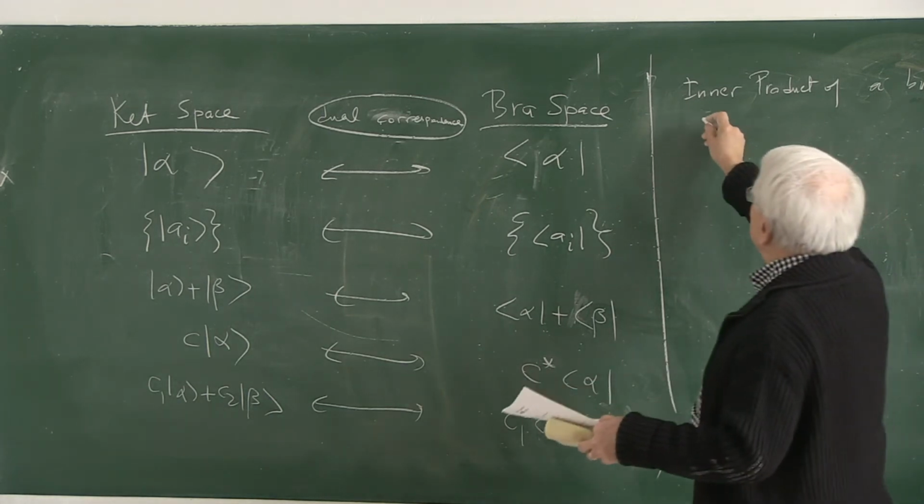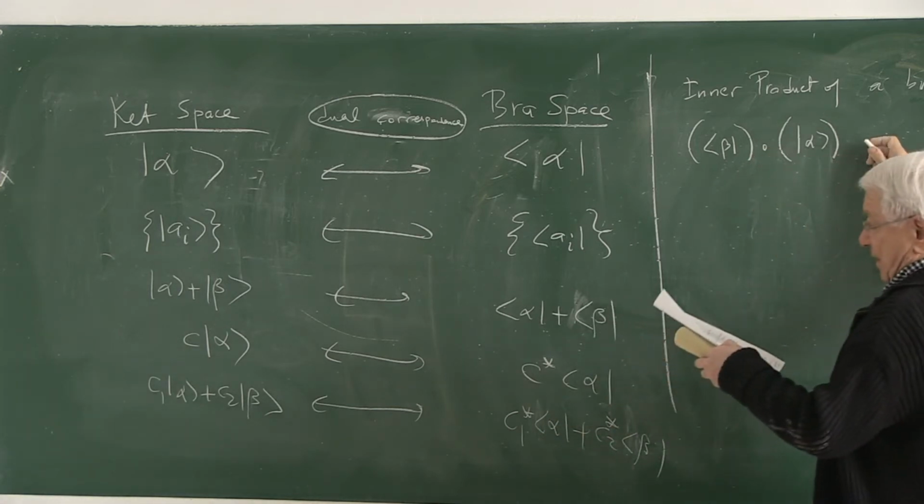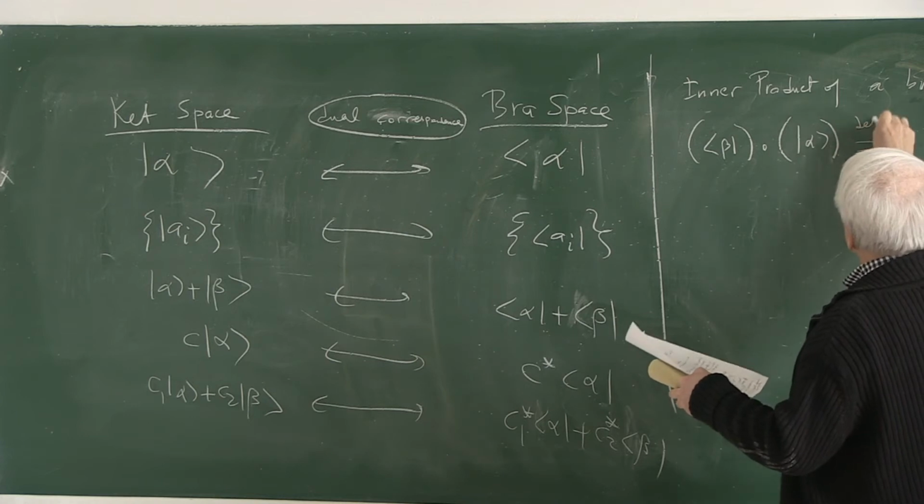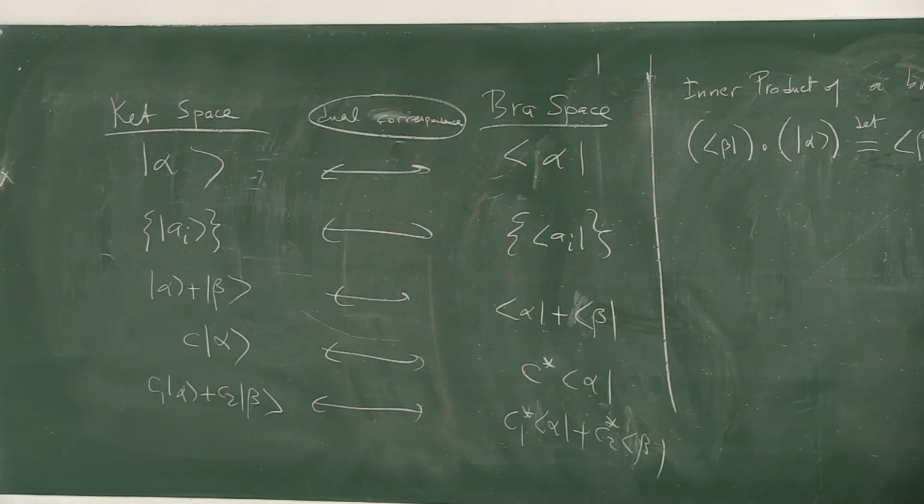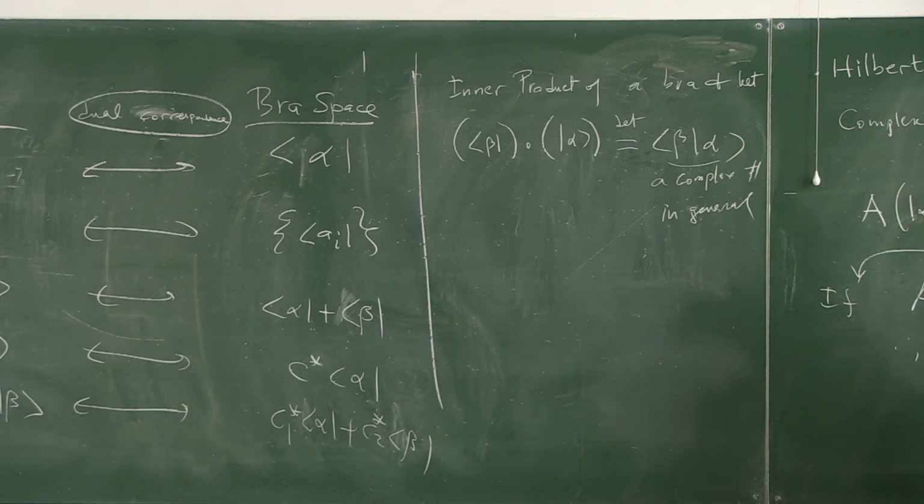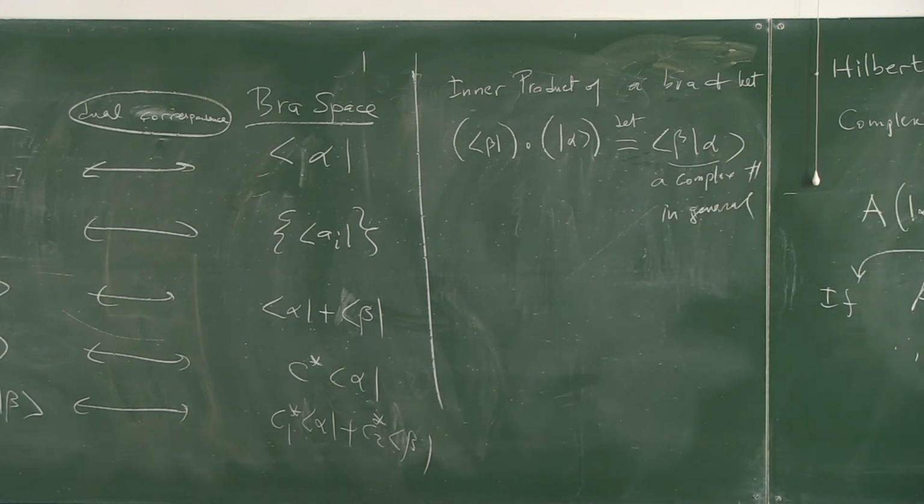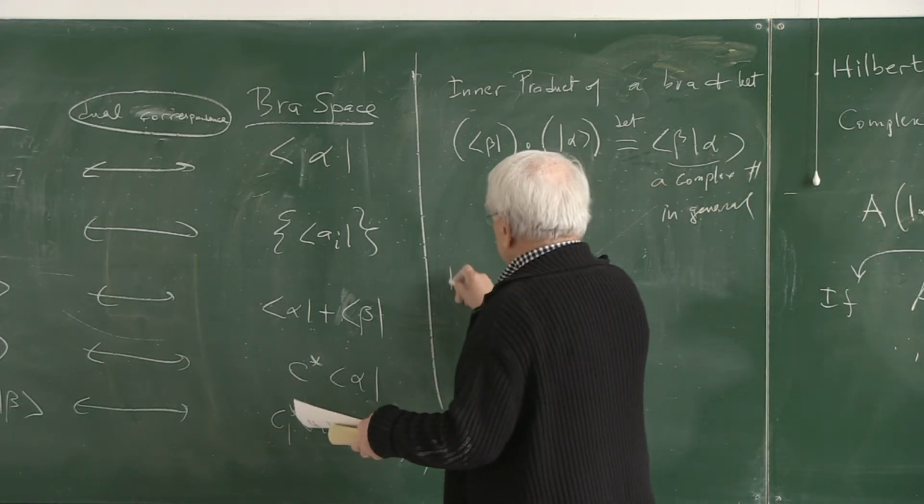Well, it is defined in the following manner: a bra and a cat. The definition is symbolically as such. That is, in general, a complex number. So what are the properties of this so-called inner product? That's a new structure. For the time being, it is just a definition, right? I took one bra from the bra space and one cat from the cat space and associated with them a complex number defined in this way. That's the notation.